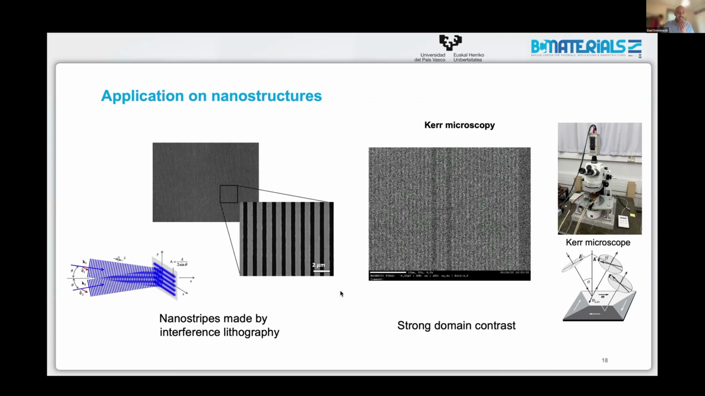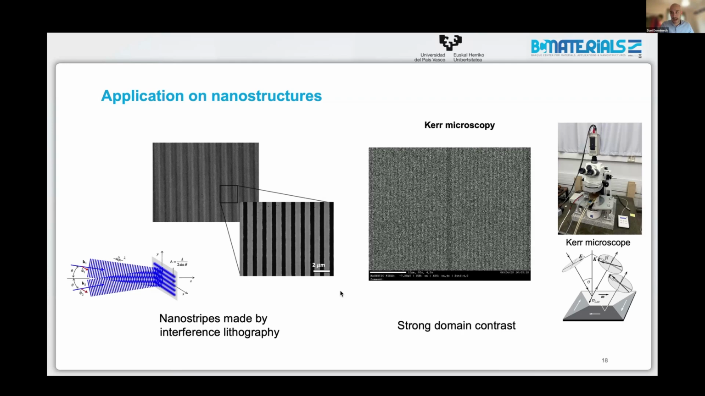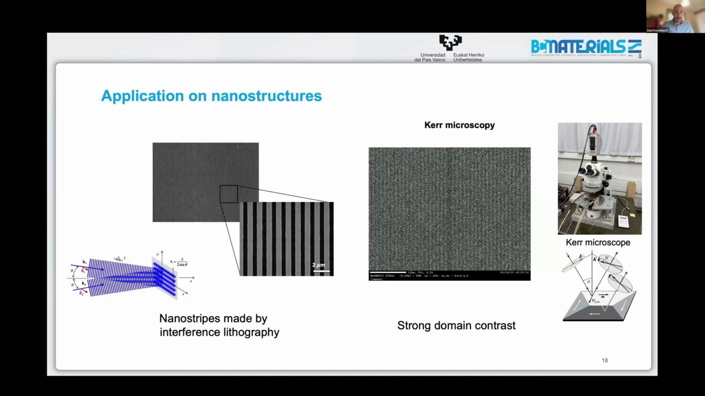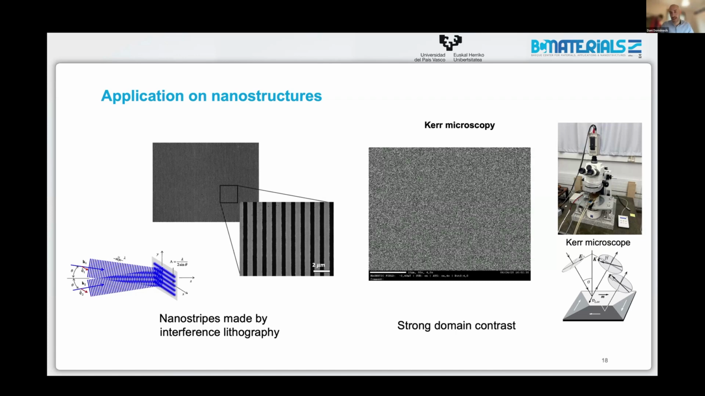That's an interesting question. We didn't study it yet, but it is in our to-do list. So yeah, we are going to study different widths of the nanostripes, and we are going to study the perpendicular magnetic anisotropy on nanostructures, transitioning from thin films to nanostructures.